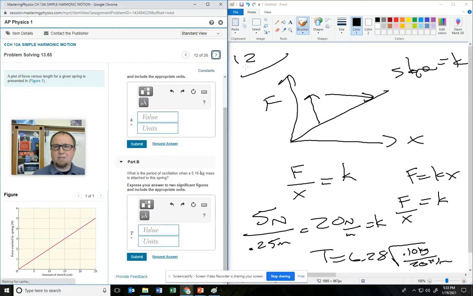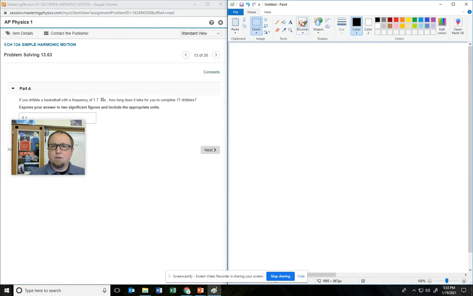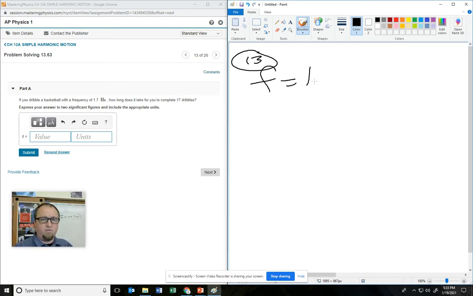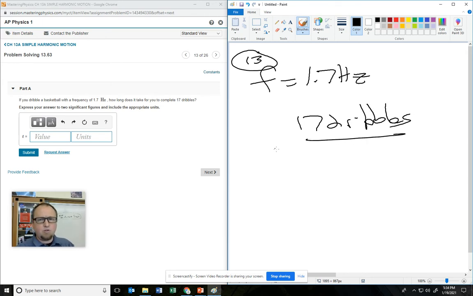Part C, part B, no C. All right, here we go. 13. If you dribble a basketball at a frequency of 1.7 hertz, how long will it take you to do 17 dribbles? So that's actually kind of an interesting question. So it's 1.7 cycles per 1 second.